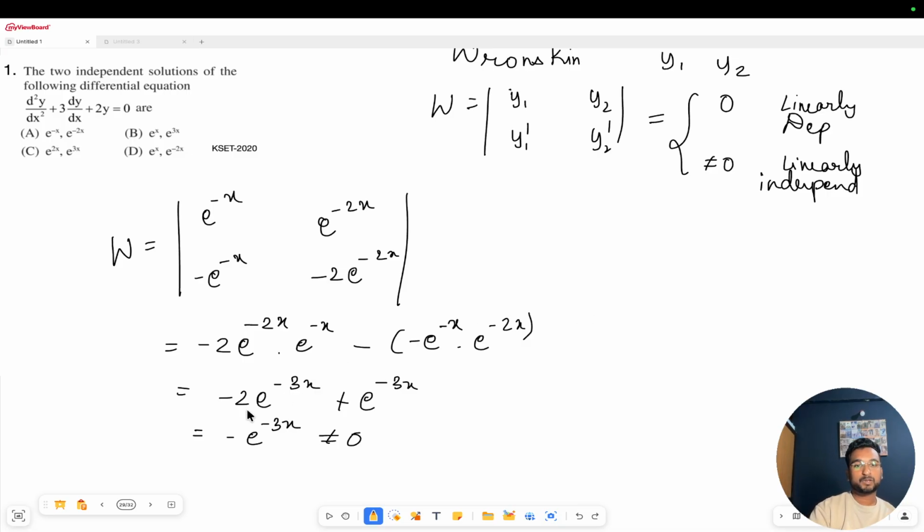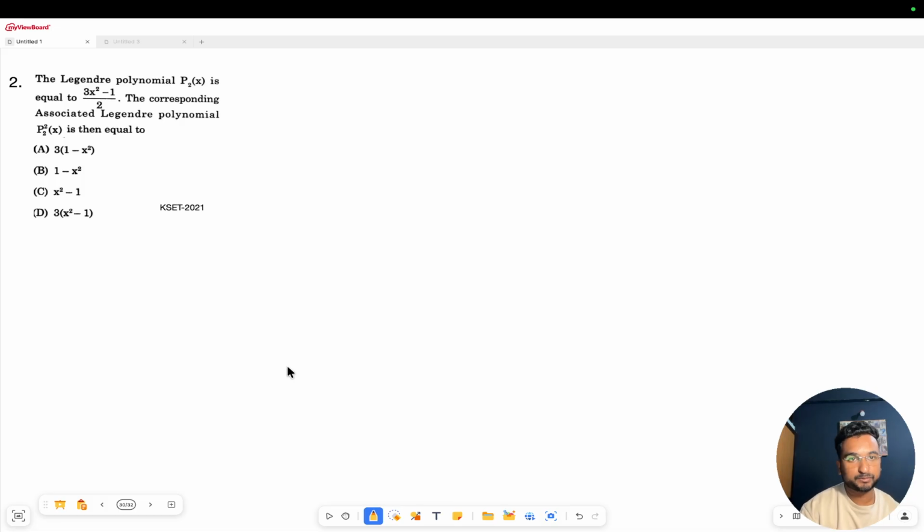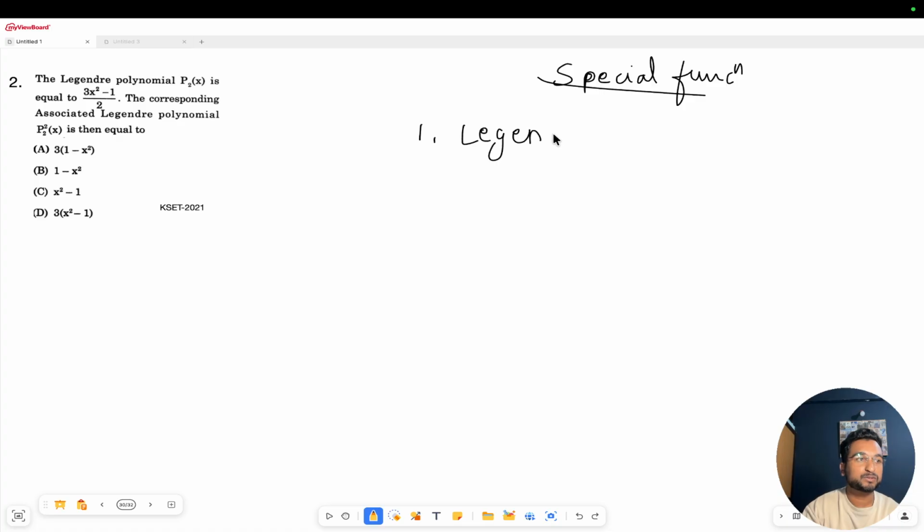Okay, so let's move to the next question. This is a Legendre polynomial question. Before going to this, I have to discuss that there are in total four types of special functions. The Legendre differential equation is a special function. So special functions are of four types. The first one is Legendre, which some people pronounce as Legendre's differential equation.